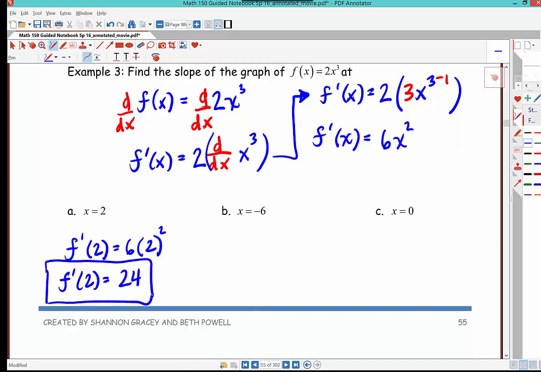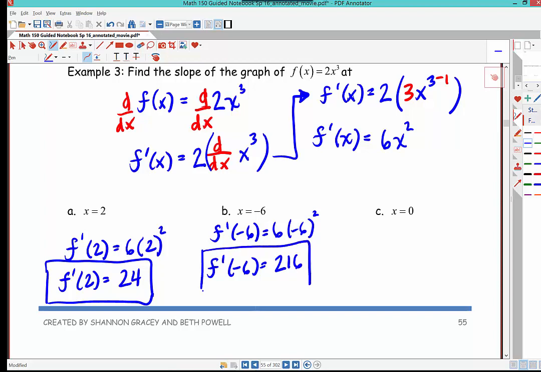And over here, we'll have f prime at negative 6, and that's equal to 6 times negative 6, the quantity squared. So f prime at negative 6 is equal to, I think that's going to be 216. Does that look okay? Good. And then lastly, f prime at 0 will be 6 times 0 squared. So f prime at 0 is 0.